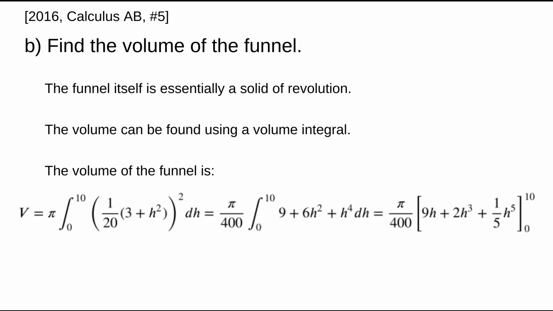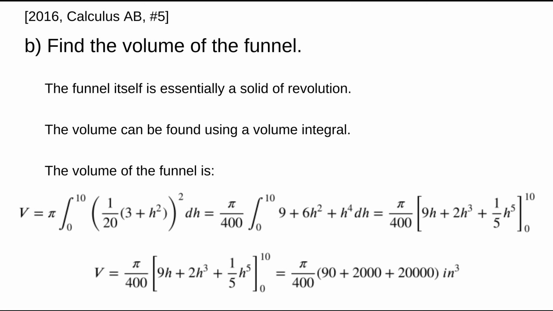So we get pi over 400 times (9h plus 2h cubed plus 1/5 h to the 5th), evaluated between 10 and 0. And when we do that, we're going to get 20,290 times pi over 400 cubic inches.